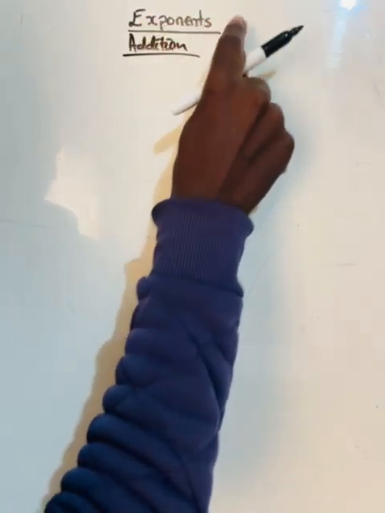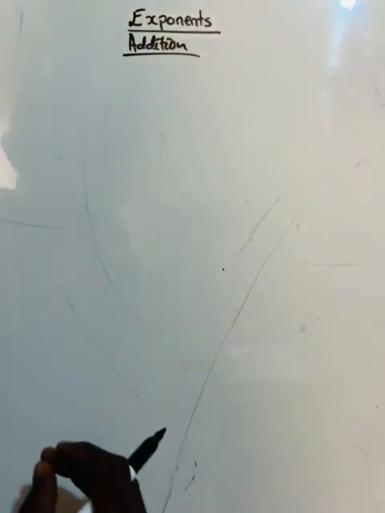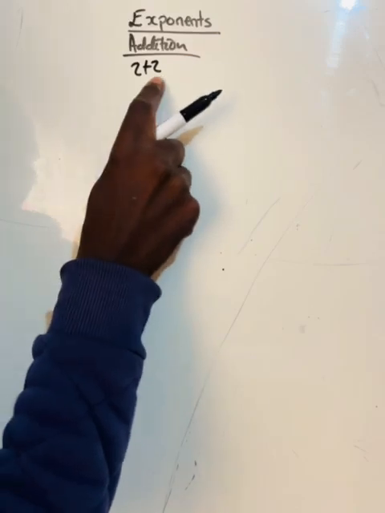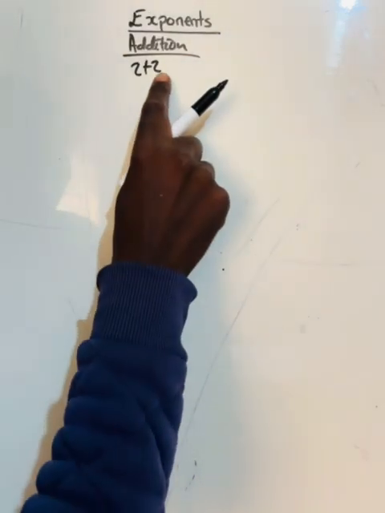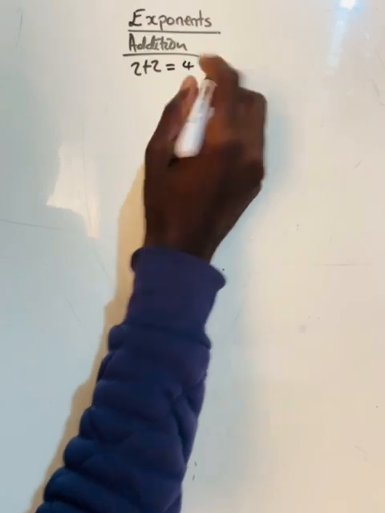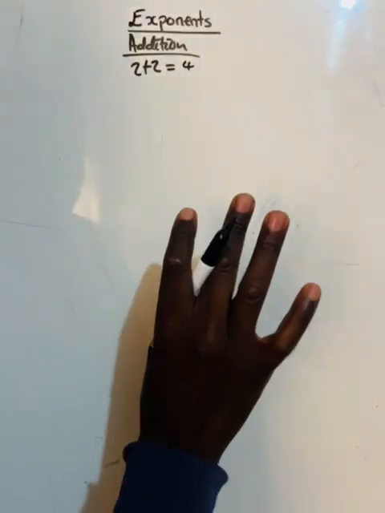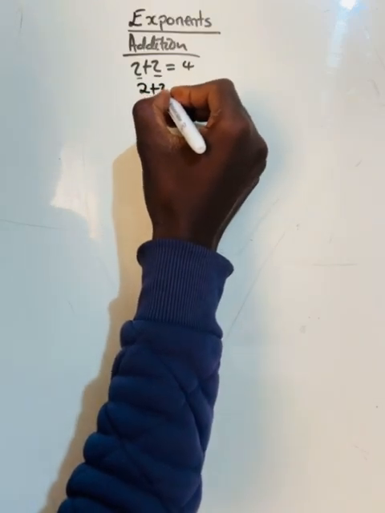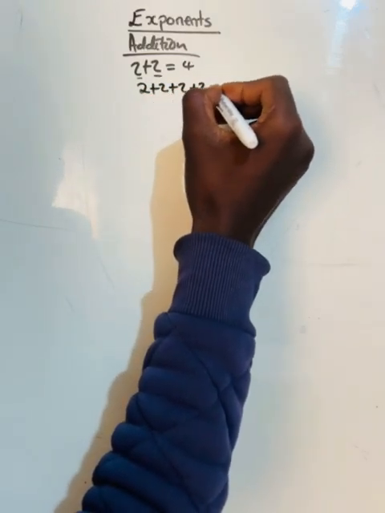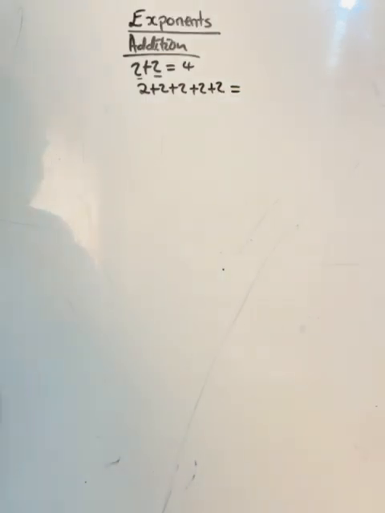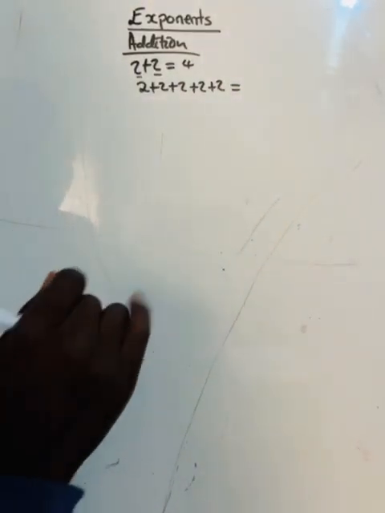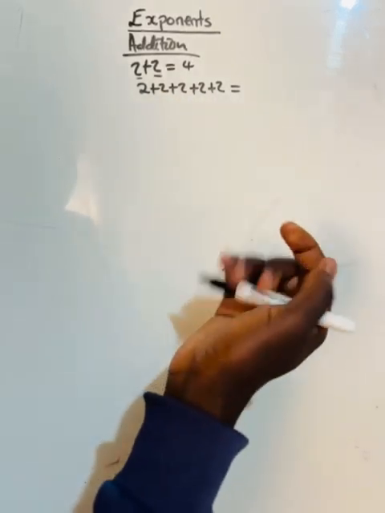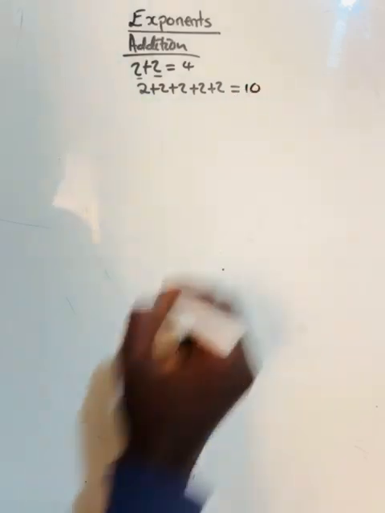This is where we start with the story of exponents. In addition, if we say to you 2 plus 2, a number is repeating itself. You have 2 and you have to add 2, and when you add these 2, you get 4. Now, let's expand this addition. If I now say 2 plus 2 plus 2 plus 2 plus 2, how many 2's am I supposed to add? 1, 2, 3, 4, 5. And when I add them all together, they give me 10.